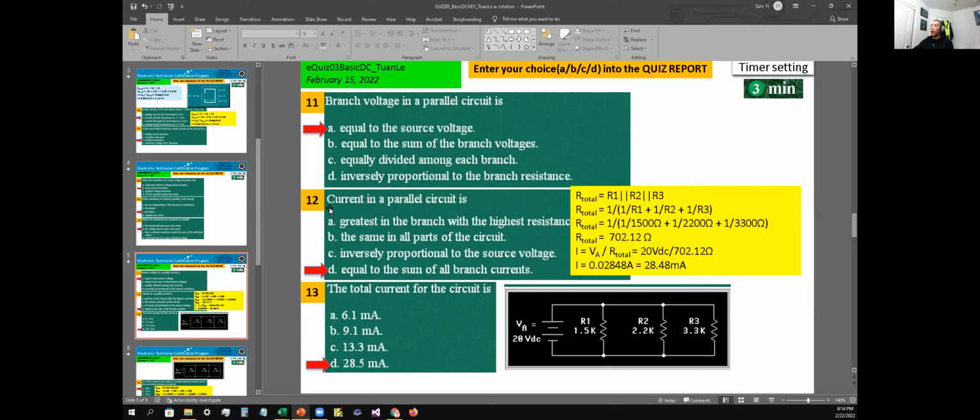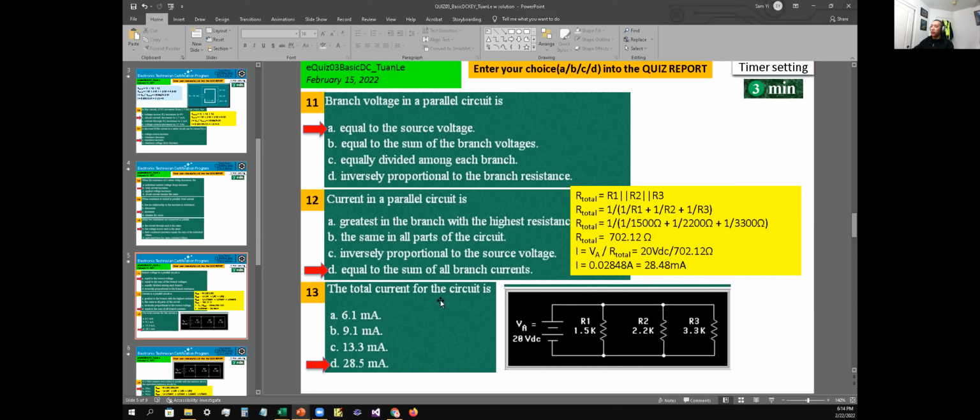Okay, number 12. Current in a parallel circuit is equal to the sum of all branch circuit currents. So you've got current going down this way, current down this way, current down this way. If you add them all together, it would equal the total current available for this circuit. So the answer is D as in David for number 12.